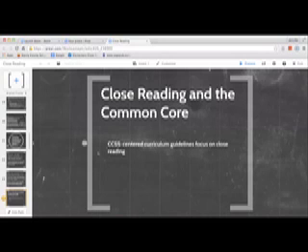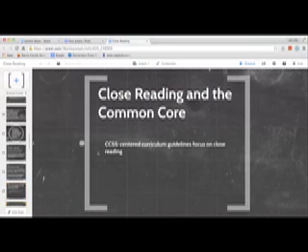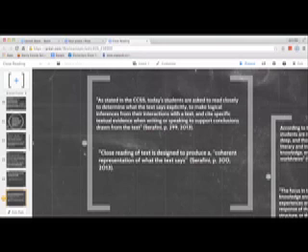Close reading and the Common Core. CCSS-centered curriculum guidelines focus on close reading. As stated in the CCSS, today's students are asked to read closely to determine what the text says explicitly, to make logical inferences from their interactions with the text, and cite specific textual evidence when writing or speaking to support conclusions drawn from the text. Close reading of text is designed to produce a coherent representation of what the text says.